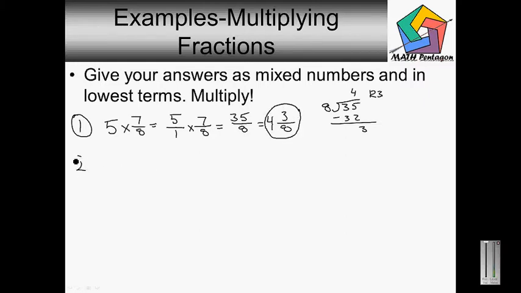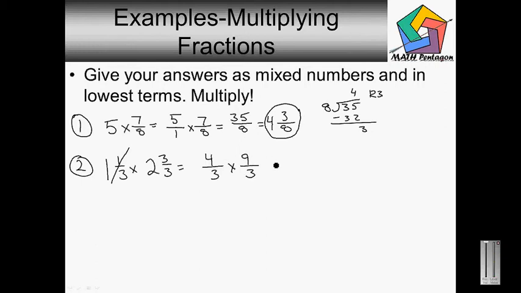Okay, let's do another example. Let's say we have 1 and 1/3 times 2 and 3 over 3. Well, first we have to convert these mixed numbers to a fraction, and then we'll multiply. So 3 times 1 is 3, plus the 1 is 4, so we have 4 over 3. That's done with. 3 times 2 is 6, plus the 3 is 9, so now we have 9 over 3.